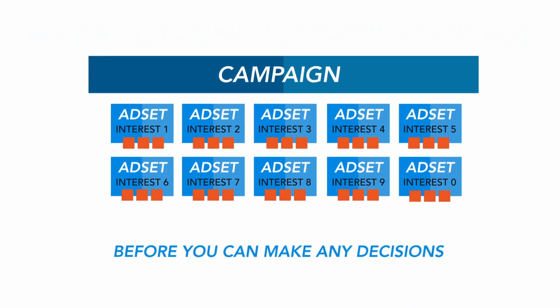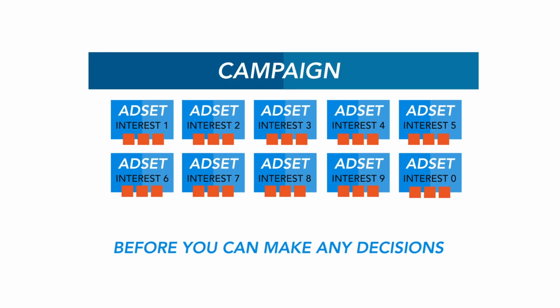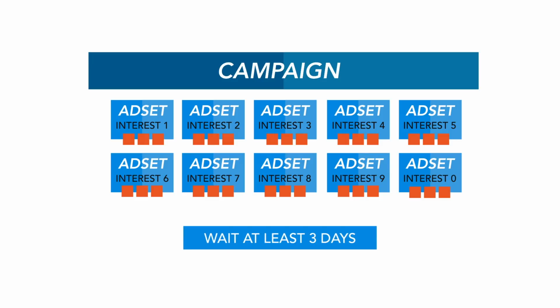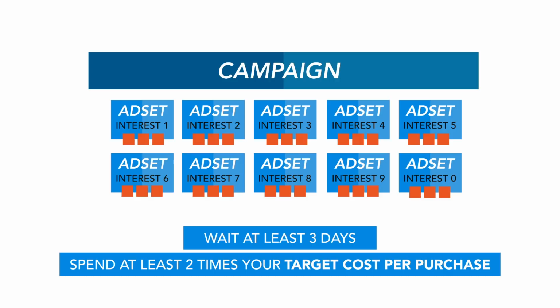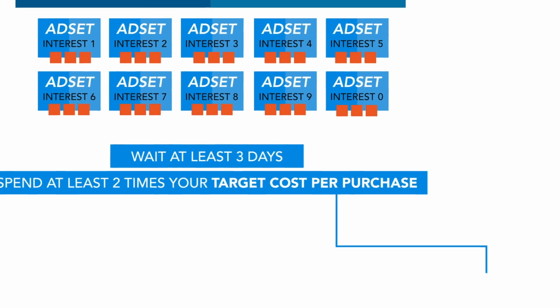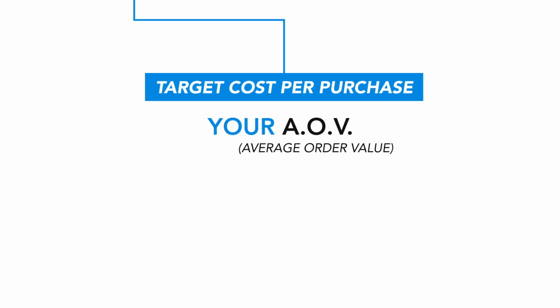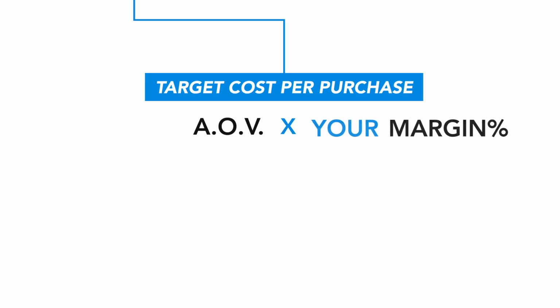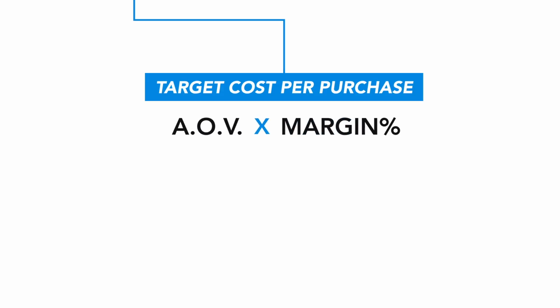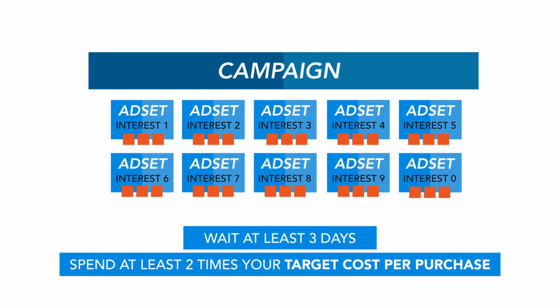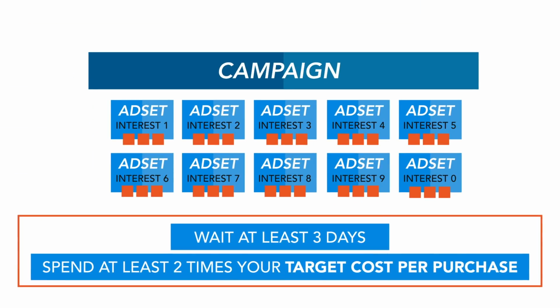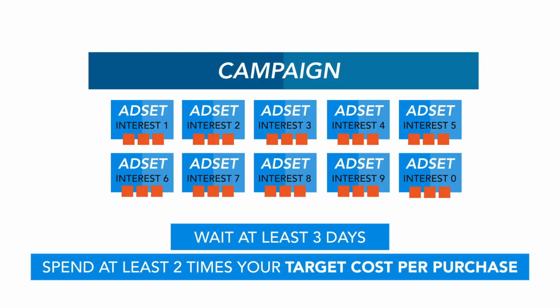But before you can make any decisions on ad sets, you need to wait at least 3 days, and you have to let the ad set spend at least 2 times your target cost per purchase, which is just your average order value multiplied by your margin percentage. And if you don't have that information, you have to take your best guess. You can't make any decisions on an ad set until both of these rules have been met, unless the ad set is doing substantially worse than everything else you see.